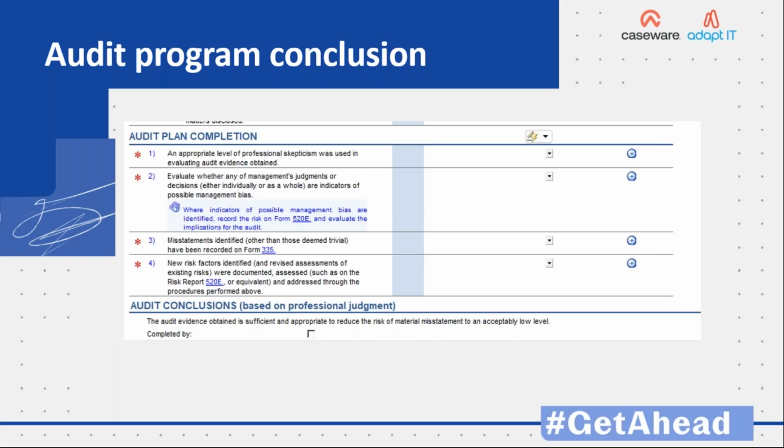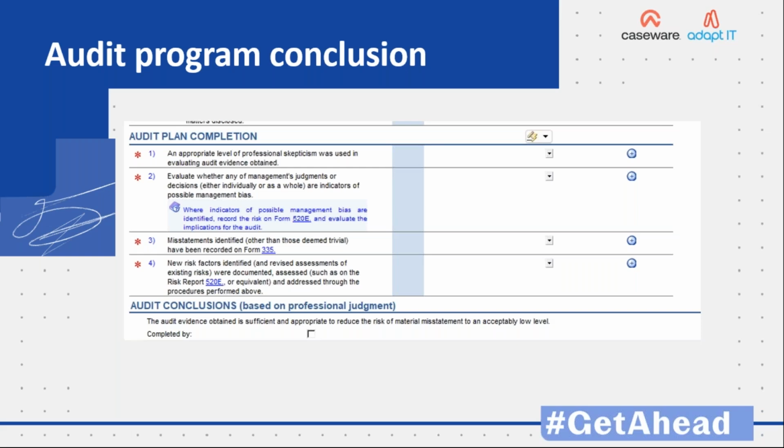Now, at the end of the work program, in each work program, you've got the audit plan conclusion, completion, where you and your managers can fill it together. Somebody's going to sign it off, where first of all, an appropriate level of skepticism was used in evaluating your audit evidence obtained. Please note it is a mandatory procedure. There's a red star next to it, meaning that you must conclude on that.